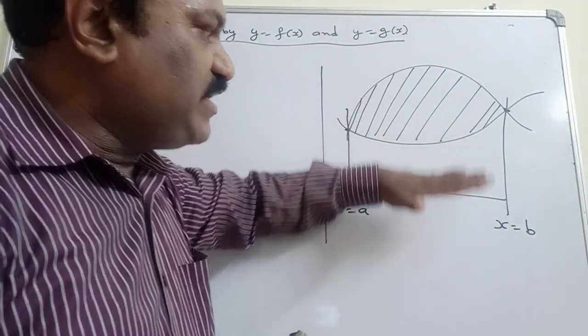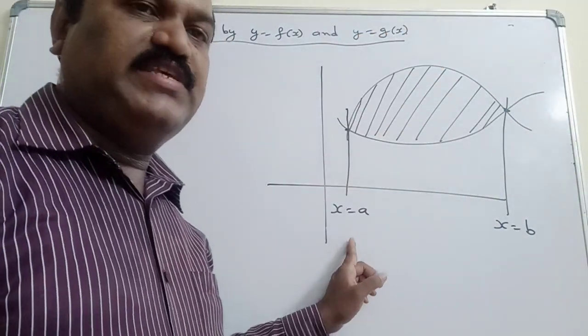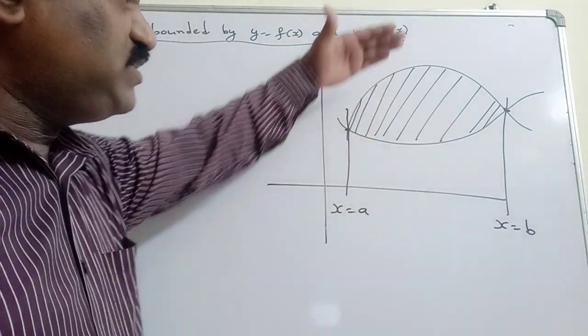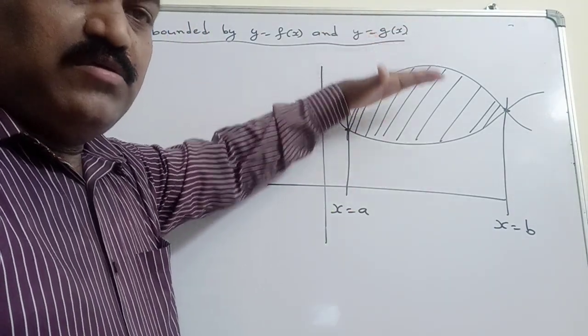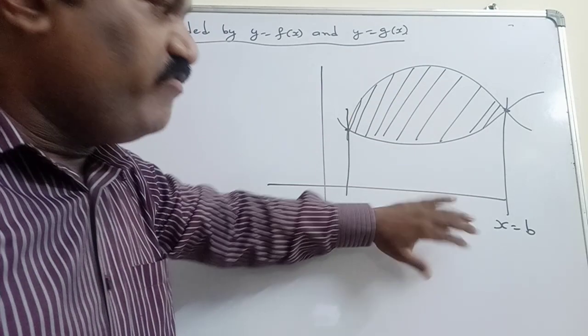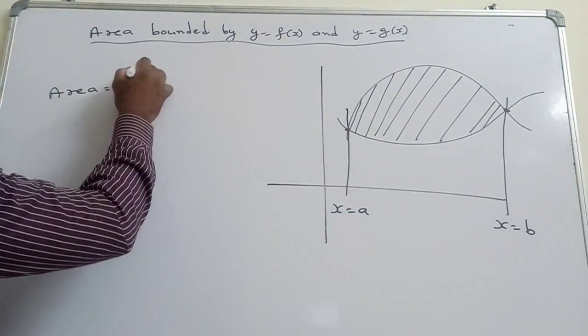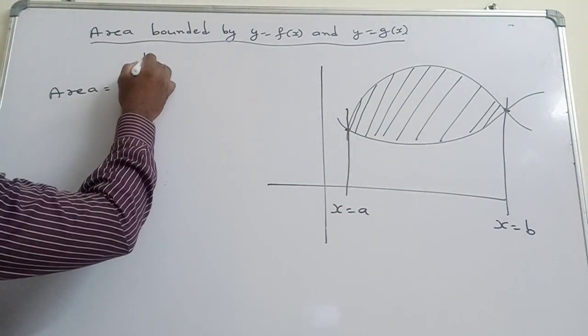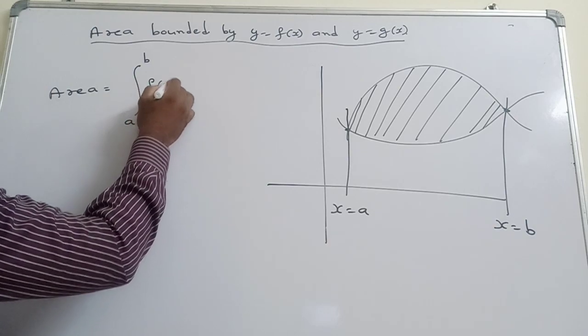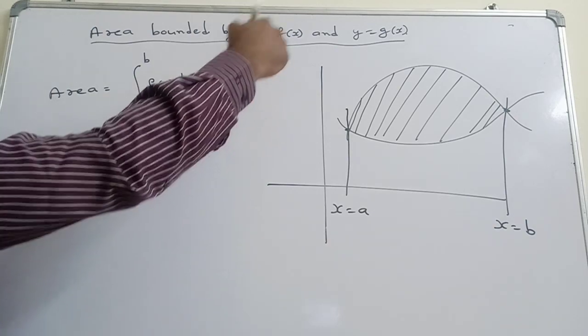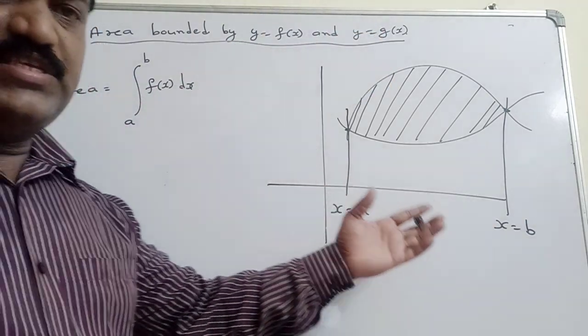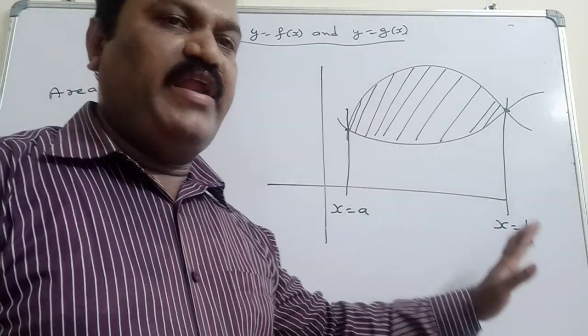curve with the x-axis between the limits x is equal to a and x is equal to b, meaning under this upper curve with the x-axis, this entire area we are going to get, that is nothing but the integral from a to b of f of x dx. That is the area bounded by this upper curve and the x-axis, between the lines x equal to a and x is equal to b.